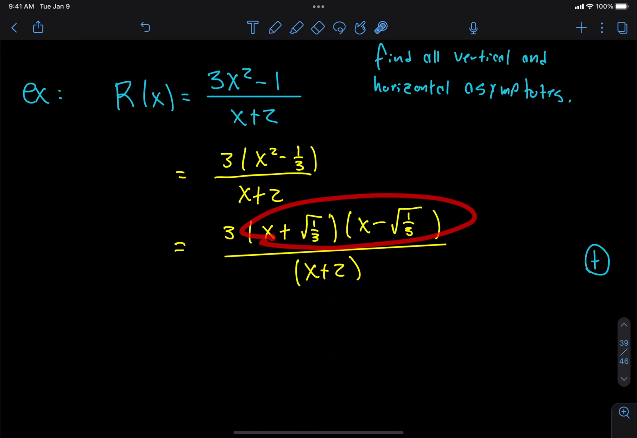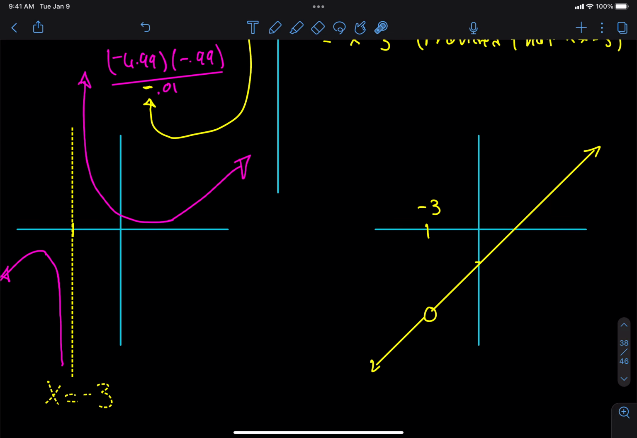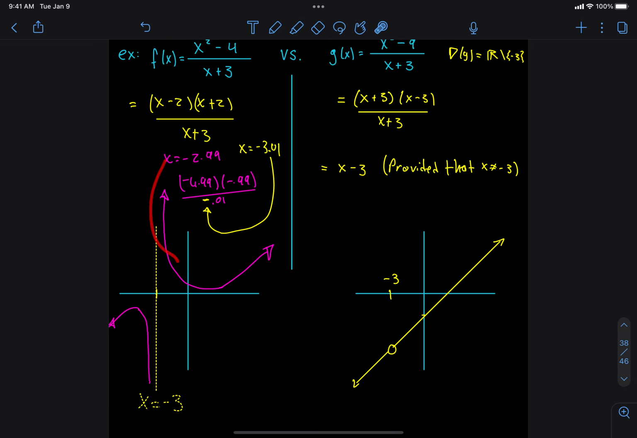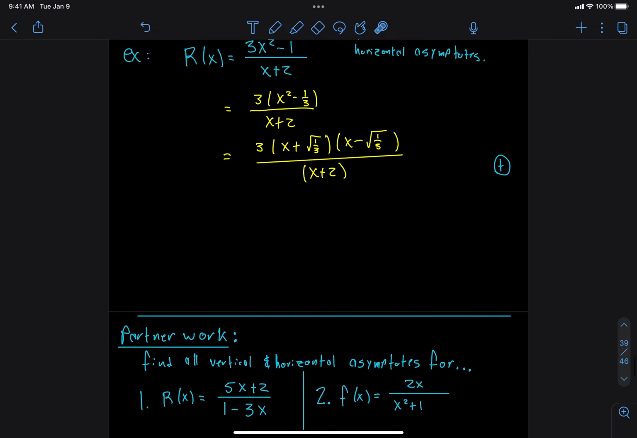So why did I need to factor the top in order to find the vertical asymptotes? Can't I just say, well, I know that -2 would make the denominator 0, so it's a vertical asymptote? Or is there any hang-up that I also need to consider here? Exactly. We saw that example where if we have a 0 in the denominator, it doesn't necessarily mean that we're going to have an asymptote. We just saw that if the 0 is in the denominator and in the numerator, then we end up with a hole.